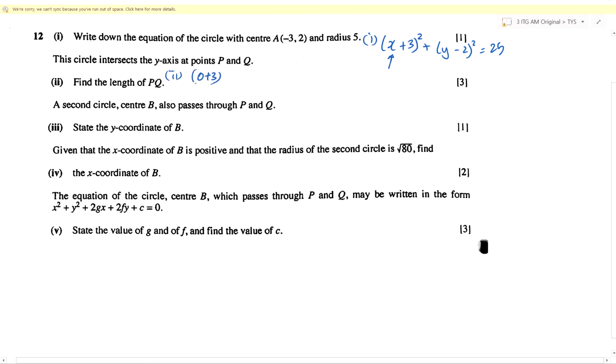0 plus 3 square plus y minus 2 square equals to 25. Continue solving it. You will have y equals to 6. Okay, you will show the factorized form first. y minus 6, y plus 2 equals to 0. From here, you have your two y values. y equals to -2 or 6. These are the two y values.